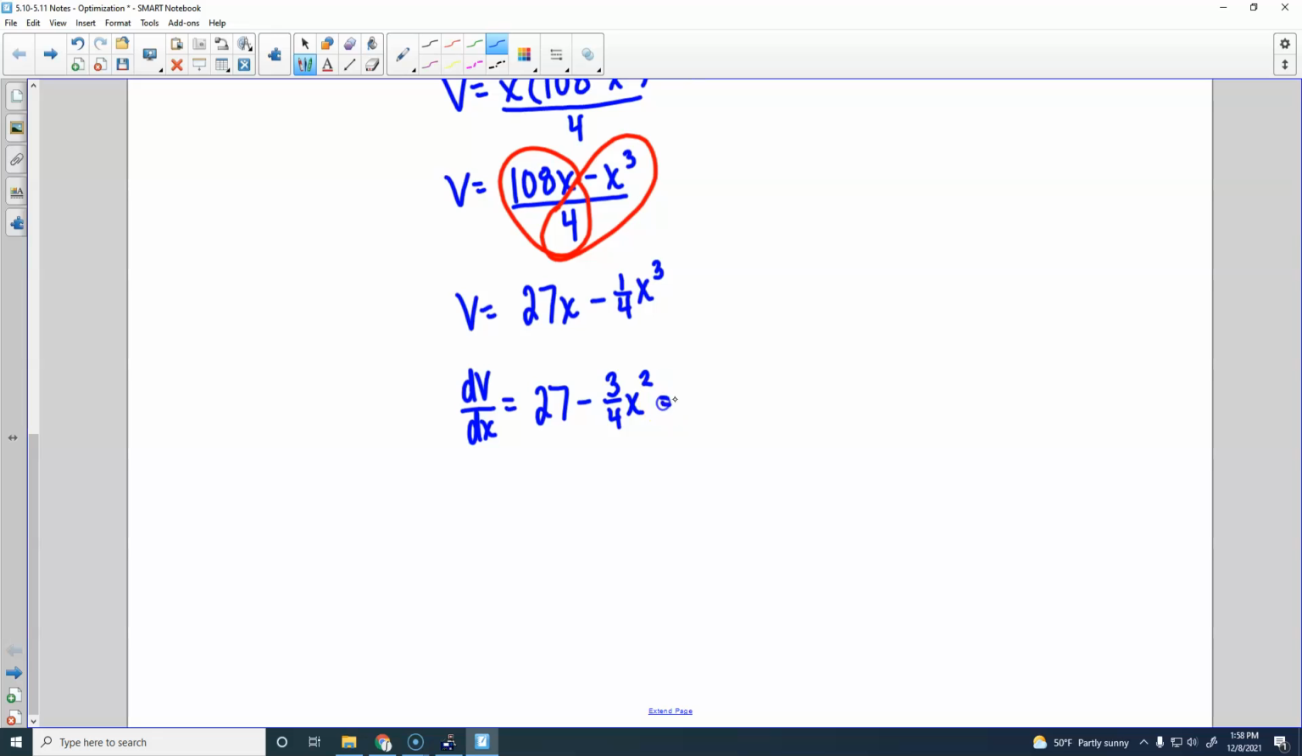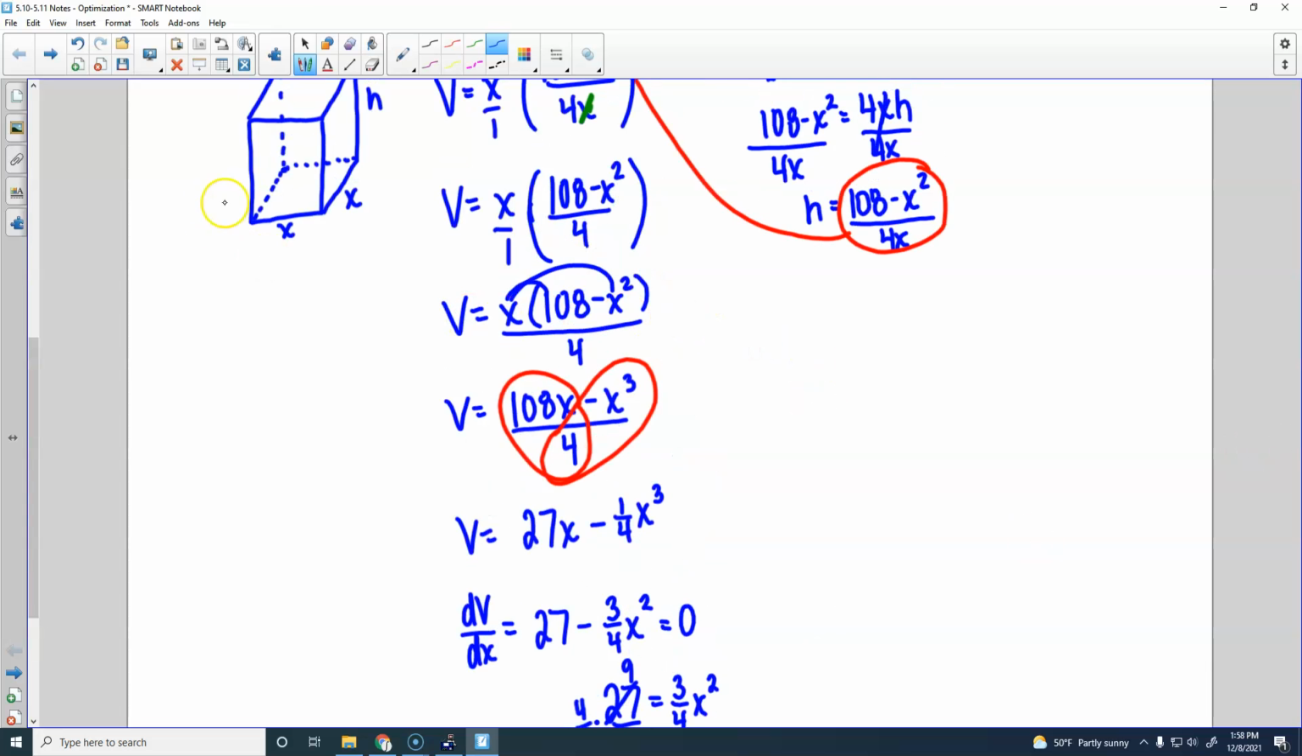I'm going to set that equal to 0. V prime is perfectly fine. Then I'm going to divide by 3/4, which really means I'm multiplying by 4/3. Remember that you can cancel the 27 and the 3, so that's a 9 and a 1, so you get 36 equals x squared. Then square root both sides. We get x equals plus or minus 6.